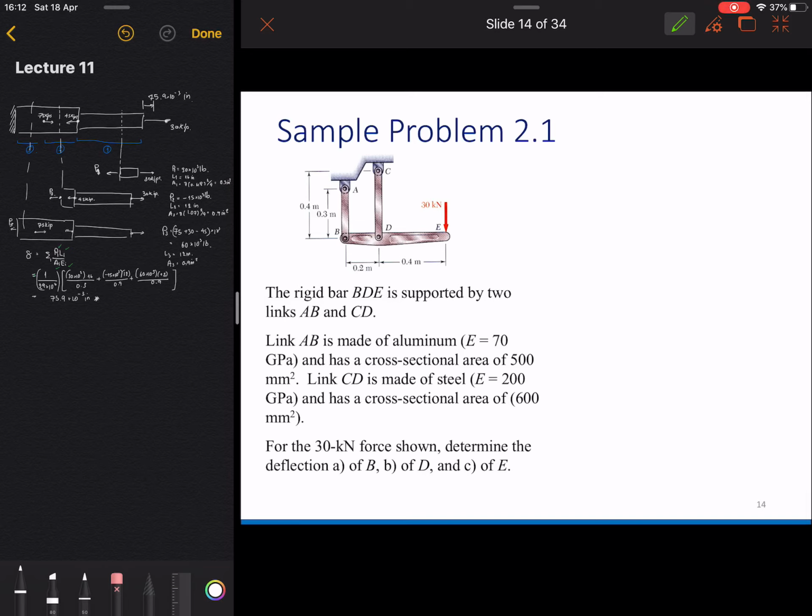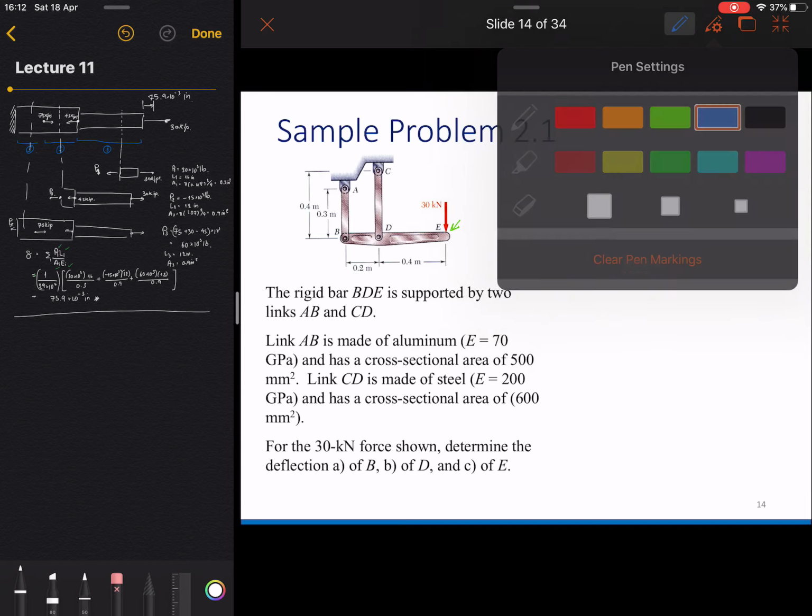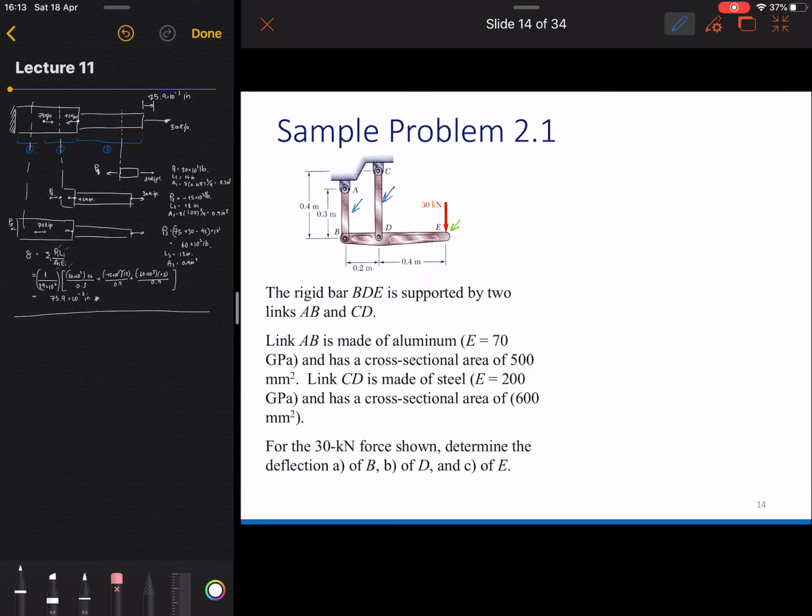Okay, then let's continue with the second problem. So the second problem: we have a rigid body bar BDE supported by two links, AB and CD. So we have this BDE bar, and then we have two supports here. I will mark them in blue.